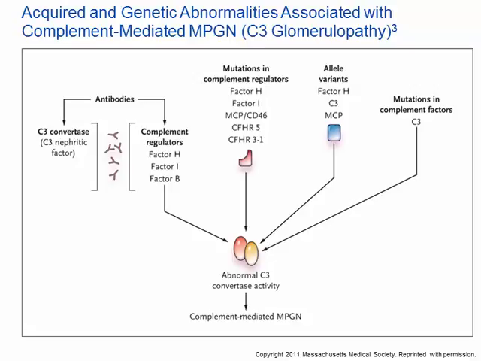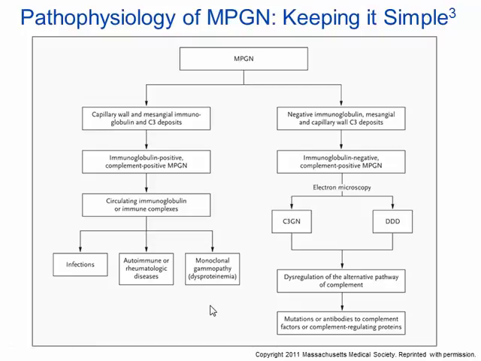On the other hand, the second group would be the inherited or genetic abnormalities, and these are mutations in the complement regulating proteins or allele variants. Rarely you can get a mutation in a complement factor itself, like C3. The bottom line is all of this results in abnormalities or overactivity of the C3 convertase, and that results in a complement-mediated MPGN, the so-called C3 glomerulopathy. So for my final slide, keeping MPGN simple.